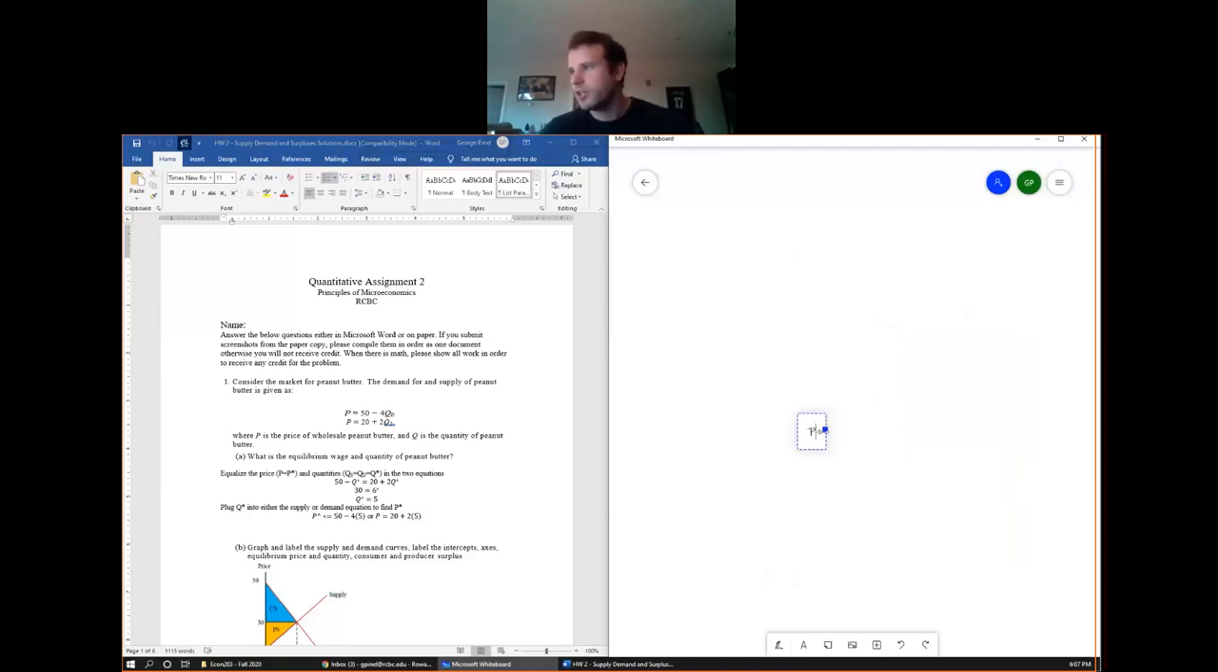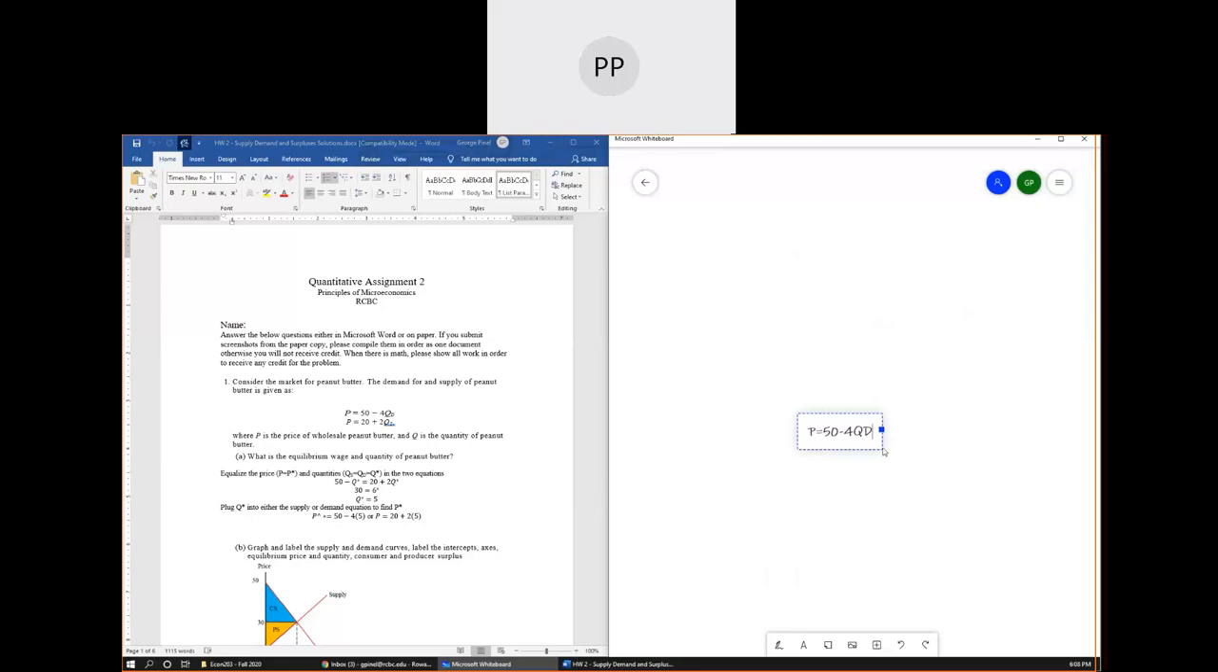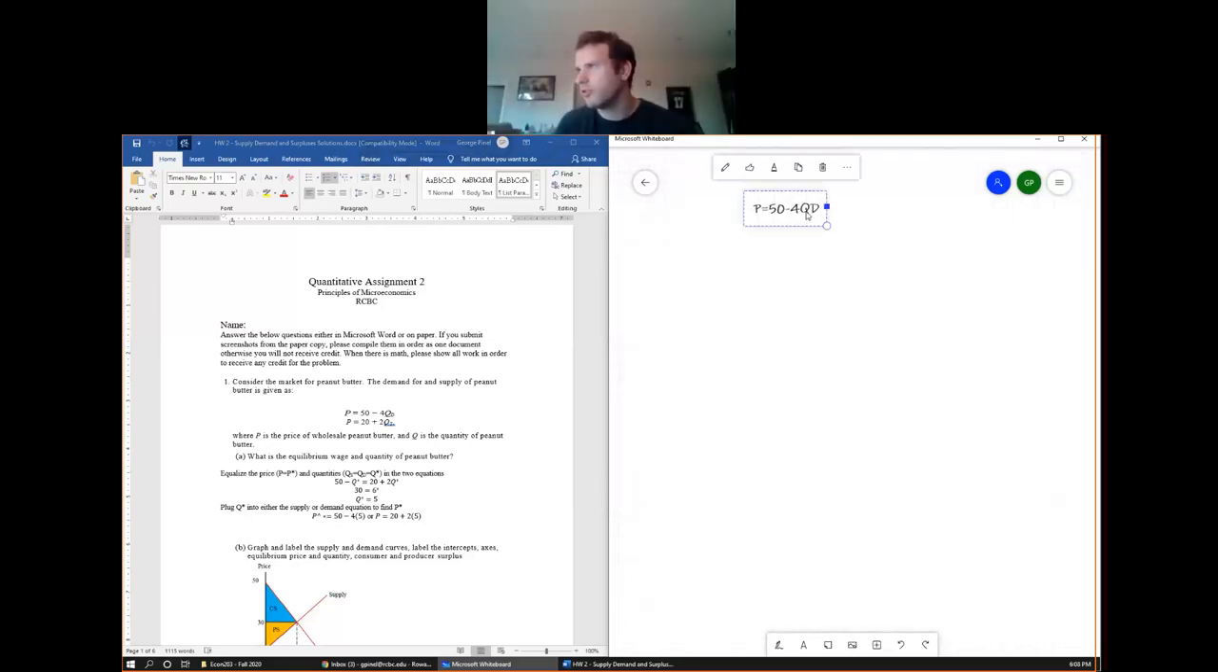Okay. So we have P equals 50 minus 4QD. Can you all see that? Yeah, I can see that. Is it small? Kind of. All right. Make it bigger. Better? Yeah, that's good. Okay.